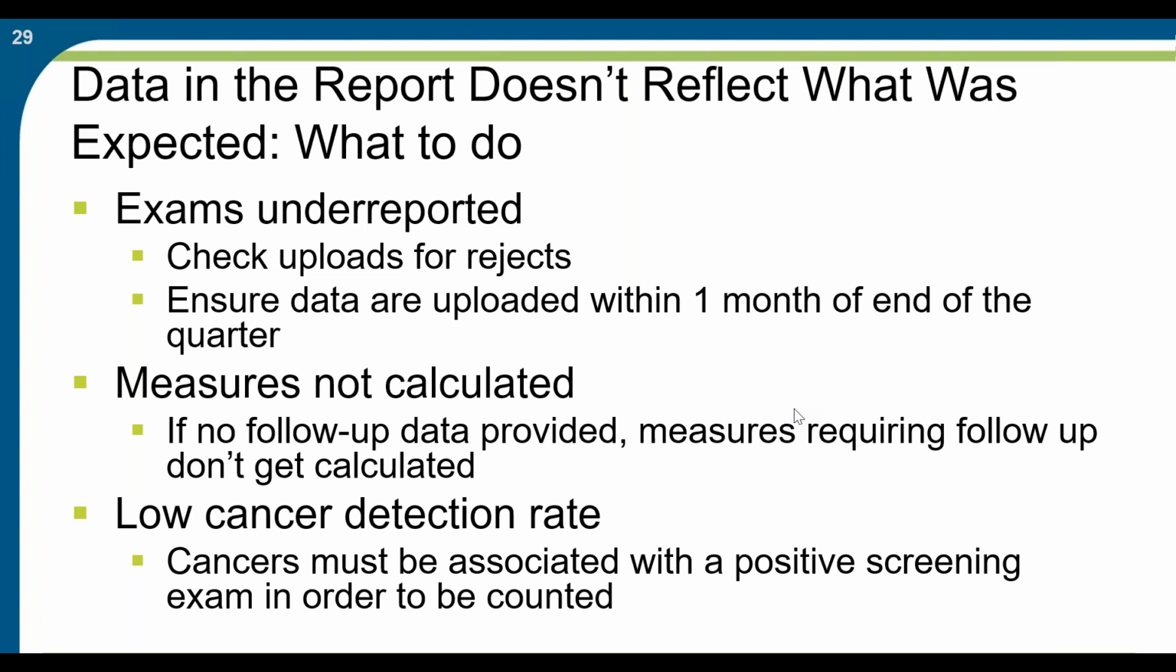Another thing to keep in mind is that the report has two sections, one for the current year and one for the previous year. The cancer is counted in the section that corresponds to the year that the screening exam was performed, not the year that the cancer was detected. So, as you can see, there are a number of reasons why your report might look different from what you expect. But if you don't understand why, we're always here to help you figure it out. Now, I'll turn it over to Rob.